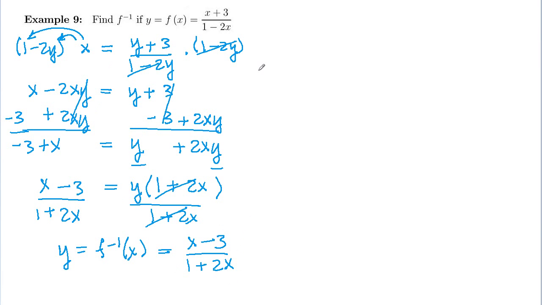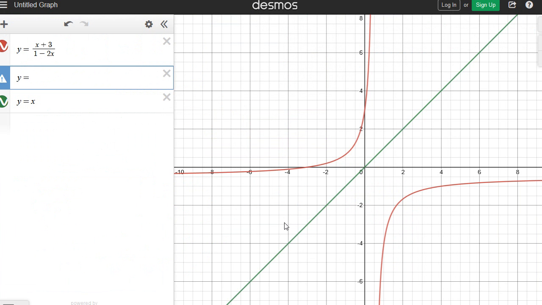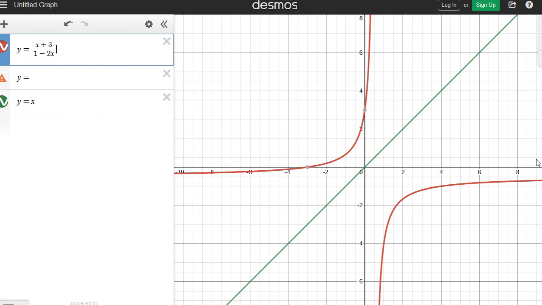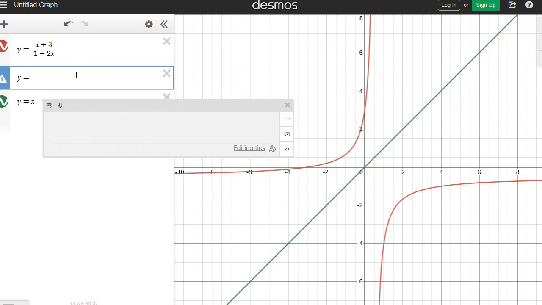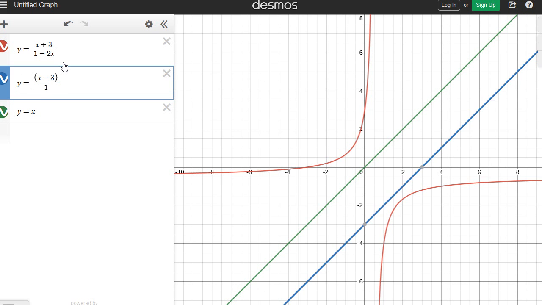So let's take a look at what these graphs look like real quick. So if we go back to Desmos here. So I've already graphed (x plus 3) over (1 minus 2x). That is the red graph here. Green is y equal x. Let's go ahead and put our inverse function in here. That was x minus 3, and then divide by 1 plus 2x.